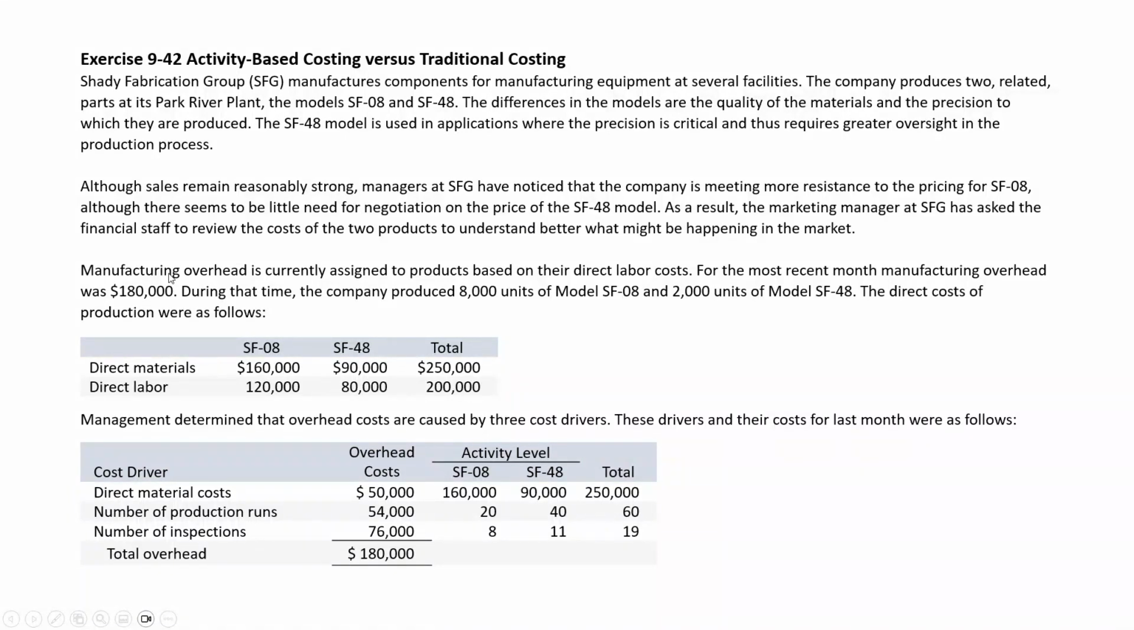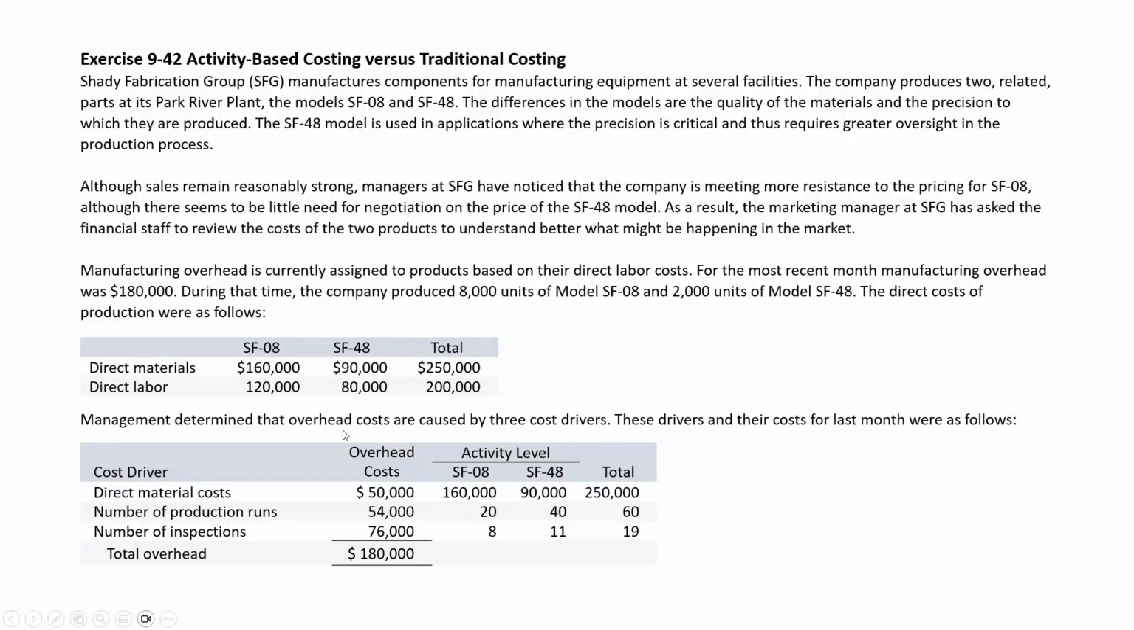Currently, we're using traditional costing to apply manufacturing overhead, using one plant-wide predetermined overhead rate based on direct labor cost. Our most recent month of manufacturing overhead was $180,000. They also note our production levels of each model, 8,000 of the 8 model and 2,000 of the 48 model. They give us the breakdown of direct cost.